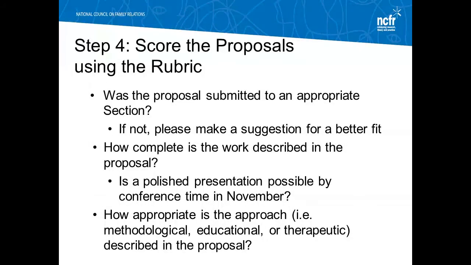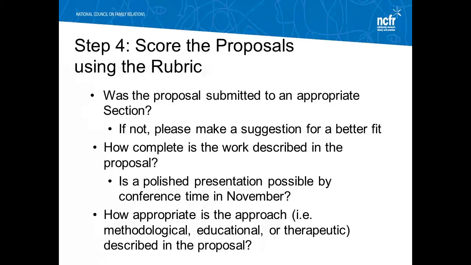So the first thing you will be asked to do is to think about whether you think this proposal was submitted to an appropriate section. One thing I want to say here is that many proposals could fit in several different sections. And therefore, it's not your opinion about whether it's the best section for this proposal, but do you think it is appropriate for the section to which it was submitted?